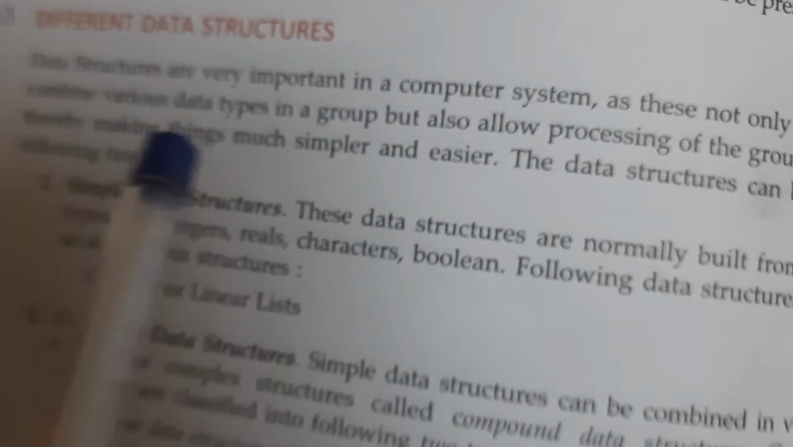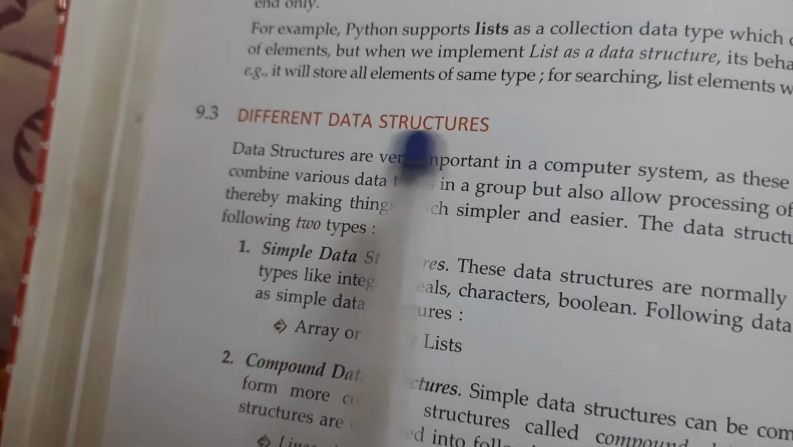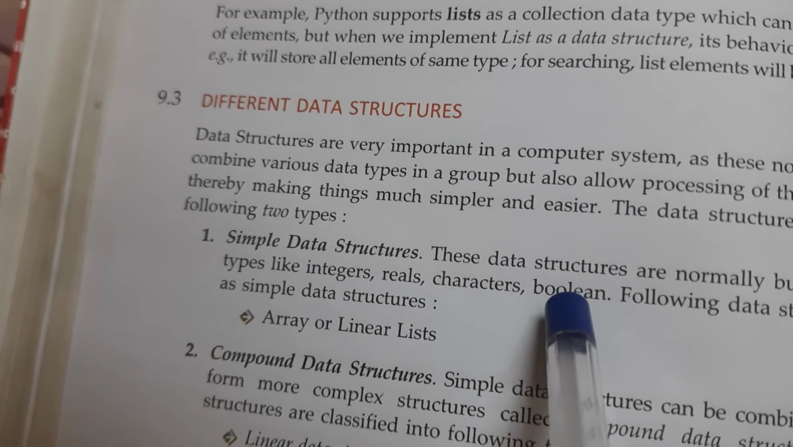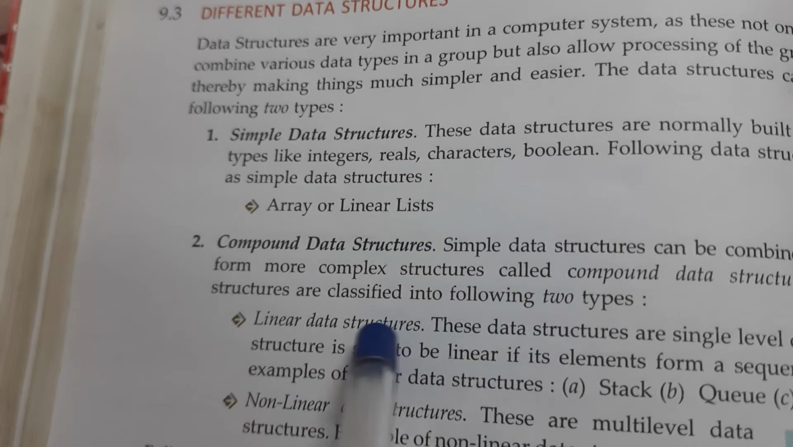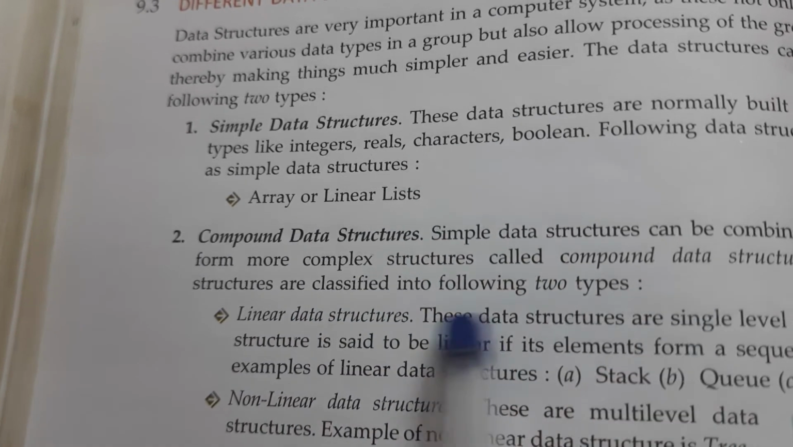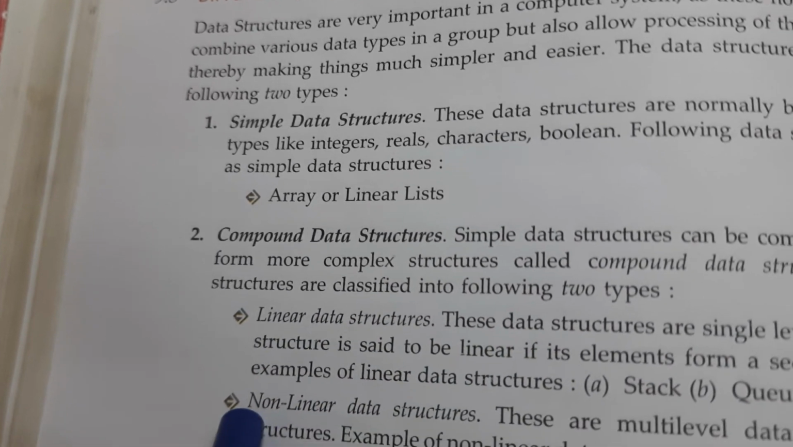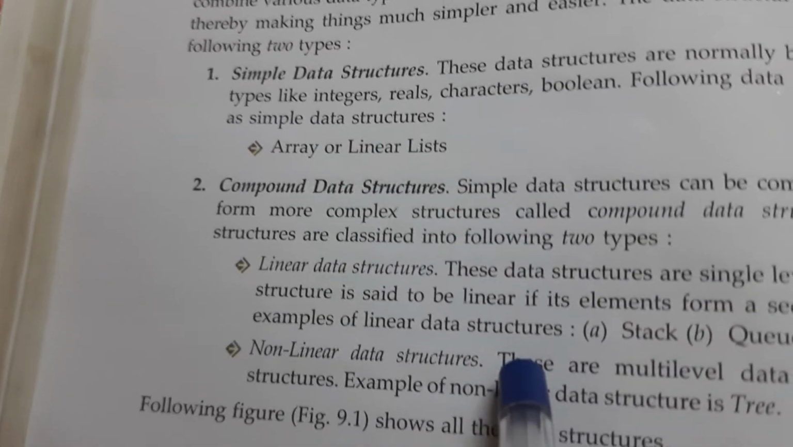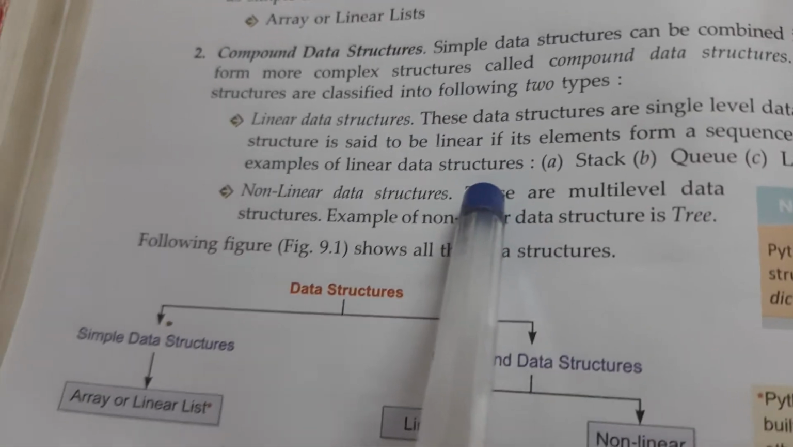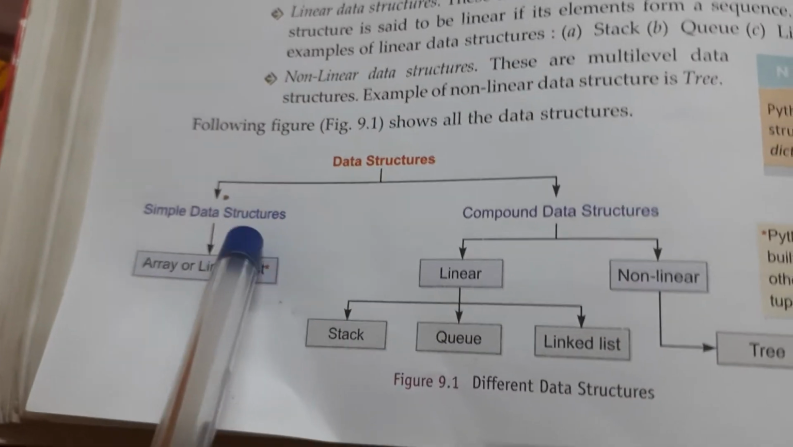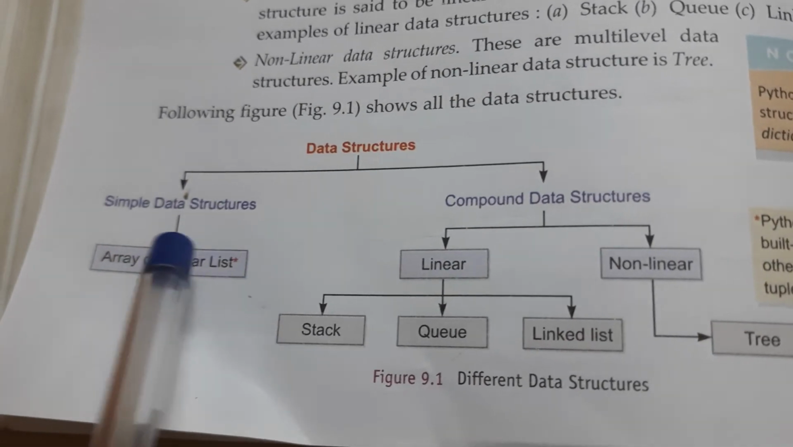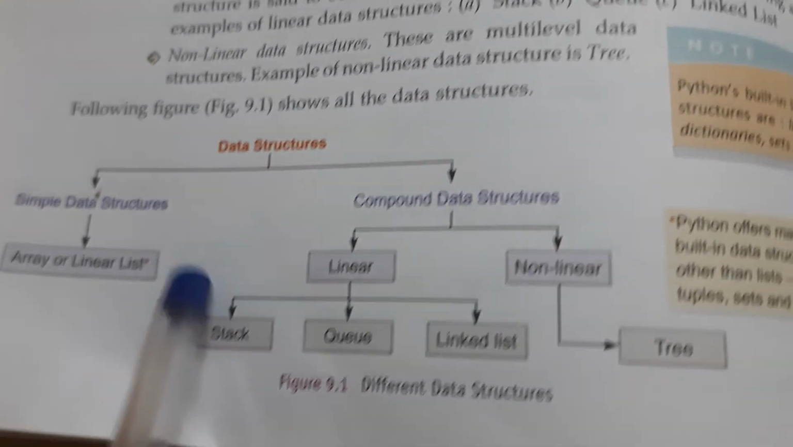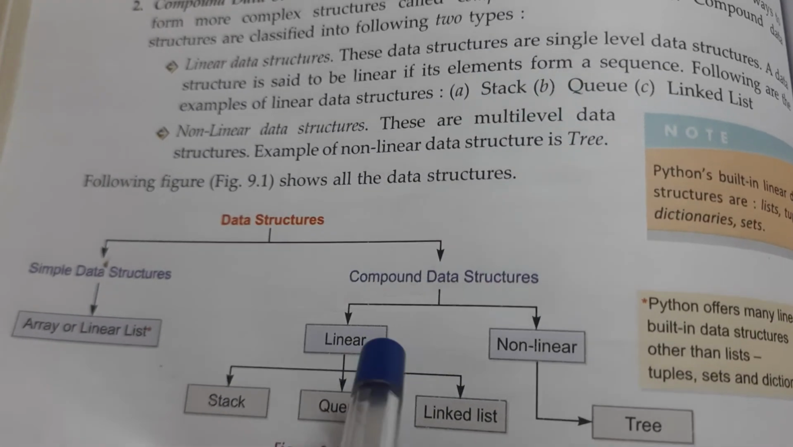So far what we had is different data structures. Simple data structure, example is array or linear list. Compound data structures are further divided into two types: one is linear data structure and the other one is non-linear data structure. And in the data structure chart, the figure, all the types are combined and given here. Please go through.